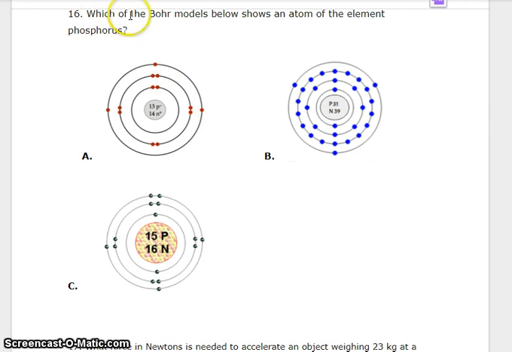16. Which of the Bohr models below shows an atom of the element phosphorus, or P? Phosphorus is P, right?